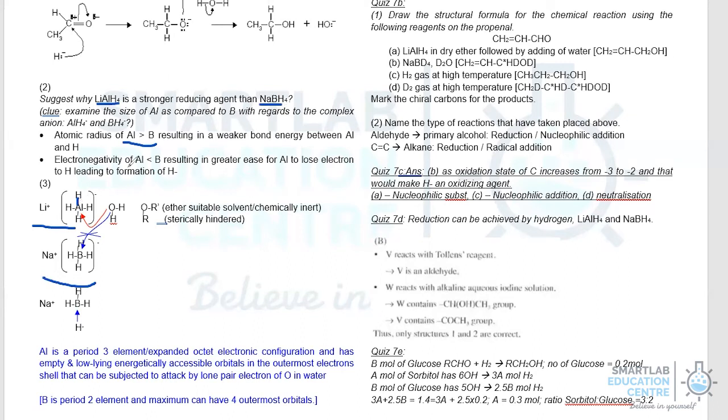Second of all is that aluminium has a lower electronegativity than boron. Given the fact it has a lower electronegativity, it means that the difference in electronegativity between hydrogen and aluminium will be higher, meaning to say that there will be a larger dipole moment, and therefore it's easier for H to break away from aluminium and to form H-.